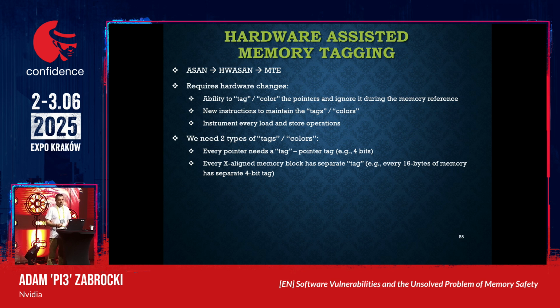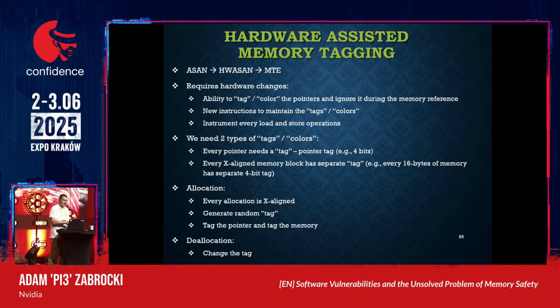We also actually need two types of tags. Every pointer needs to have a tag. We can, for example, sacrifice 4 bits in the register to encode the pointer tag. And every allocation needs to be aligned to a memory block, and this memory-aligned block needs to have a separate tag when you allocate it. For example, we have 16 bytes of memory with a separate 4-bit tag.